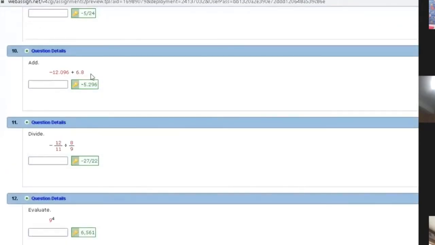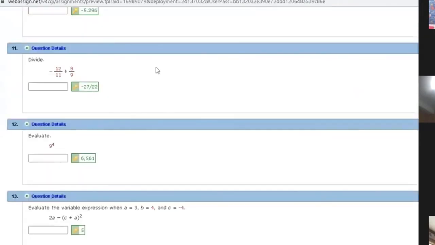So with the decimals, of course, you can put that in your calculator. With the division, when we divide fractions, we multiply by the reciprocal. So this will become -12 over 11 times 9 over 8, okay? From there, we just multiply straight across. So it'd be -12 times 9 and 11 times 8. And when you reduce that, you'll get -27 over 22. All right.